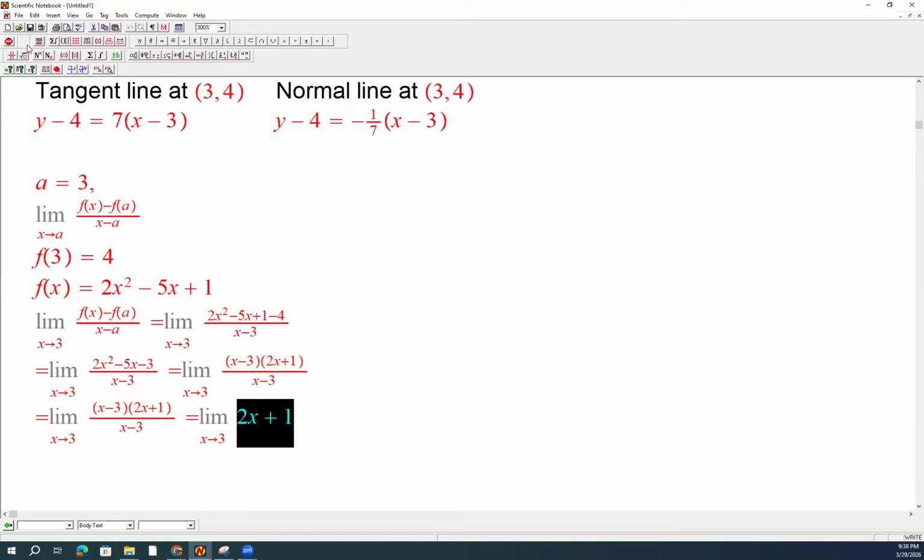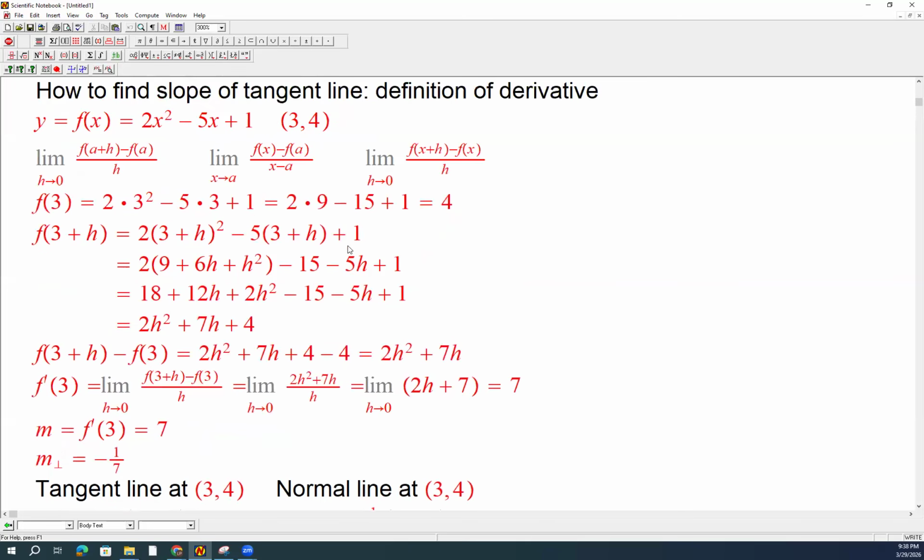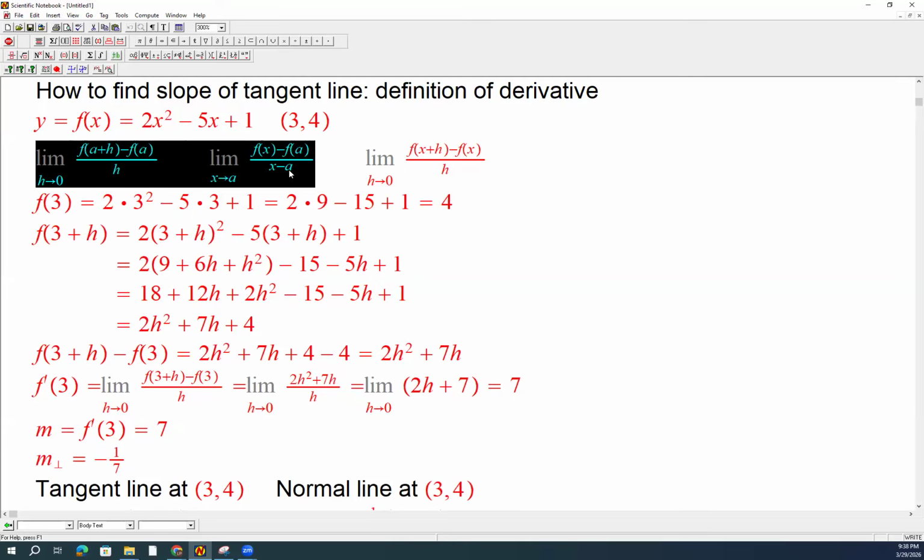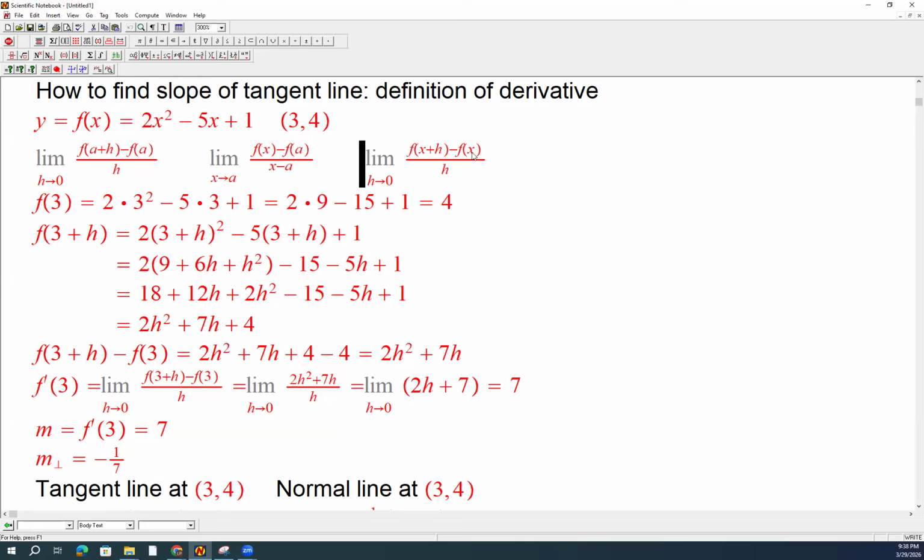Direct substitution, you should also get 7. You get the same number, and then you can go about doing what you need to do. So the first two formulas can be used to find the slope at a given point. Let's look at the third formula. The third formula will get us the derivative.